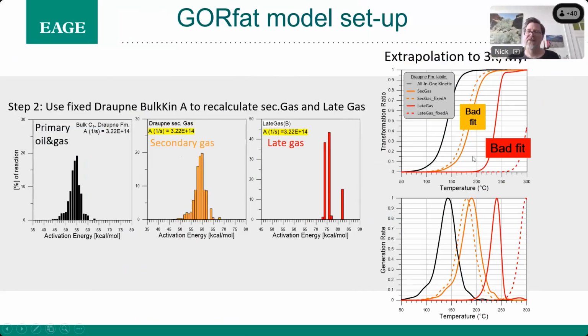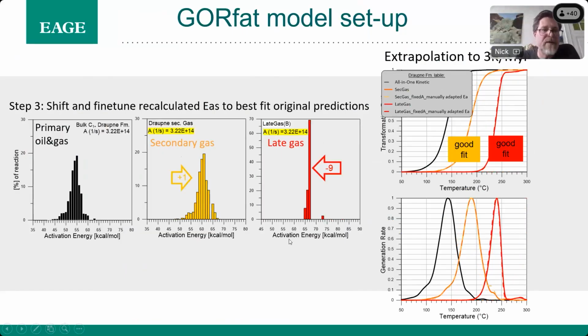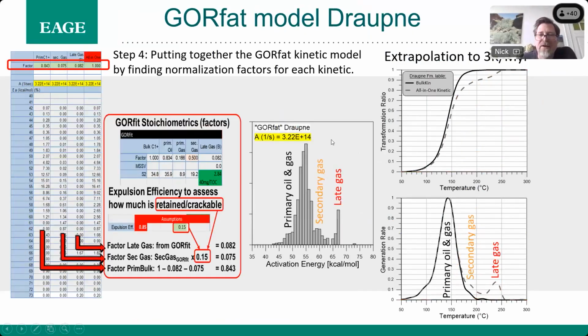Extrapolation to geological heating rates now gives us a very bad fit to the original data. So we can tune and shift this activation energy and manually fine-tune the recalculated activation energy distributions to best fit the original predictions. For secondary gas, the activation energies have to be shifted one activation energy higher, and for late gas, the activation energies have to be shifted minus 9 activation energies lower. Now we can put together the GORFET kinetic model by finding normalization factors for each of the kinetics. Those can be directly derived from the GORFET stoichiometrics.